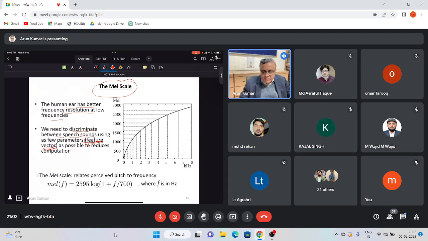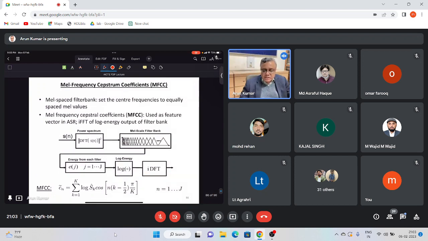So as we know, when we want to classify, we construct feature vectors. And feature vectors should basically have as few parameters as are necessary to do this discrimination. So the Mel scale, the term Mel comes from the word melody. It relates the perceived pitch to the frequency. So this is a Mel scale, which is derived from human auditory perception, and it is similar to the critical band relation.